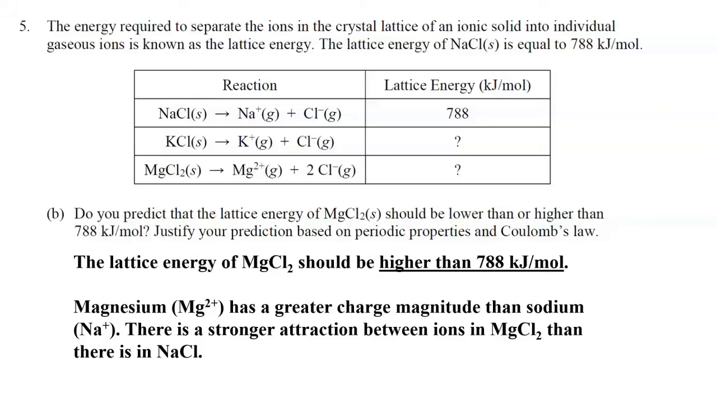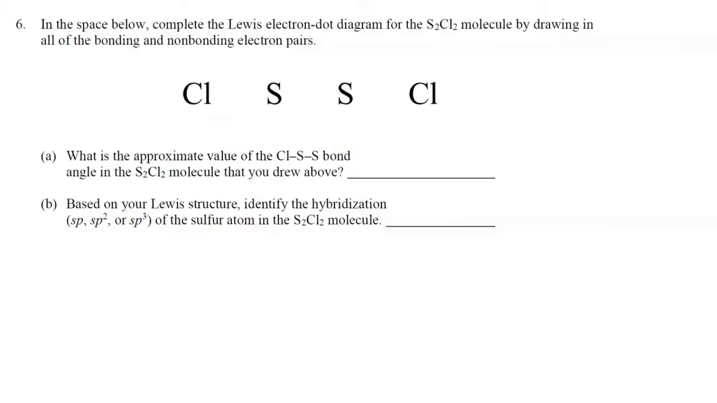Magnesium, Mg2+, has a greater charge magnitude than sodium, Na+. That would lead to a stronger attraction between the ions. Again, that's the numerator of Coulomb's law. So a stronger attraction, greater lattice energy, comparing magnesium chloride to sodium chloride. All right, let's take a look at question 6.